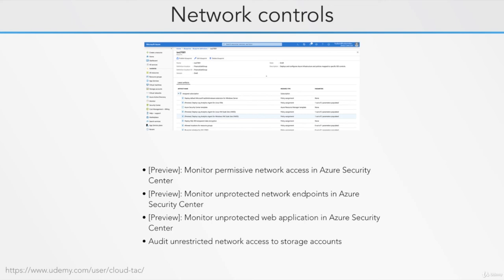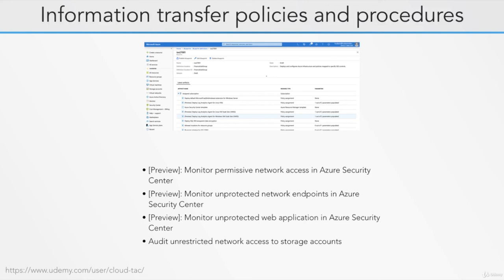This blueprint assigns 3 Azure policy definitions that monitor unprotected endpoints, applications, and storage accounts. Endpoints and applications that are not protected by a firewall and storage accounts with unrestricted access can allow unintended access to information contained within the information system. This blueprint helps you ensure information transfer with Azure Service is secure by assigning 2 Azure policy definitions to audit insecure connections to storage accounts and Redis cache.